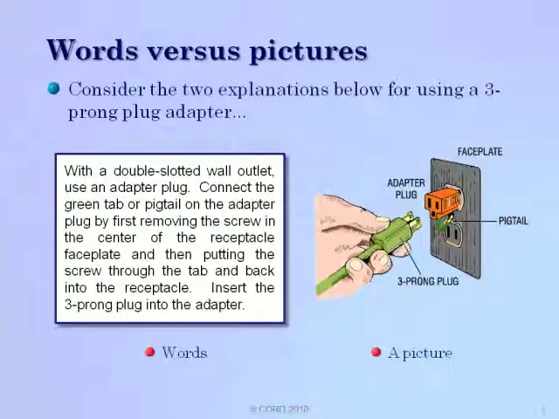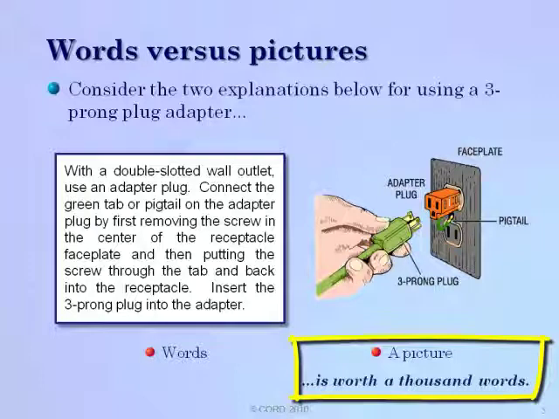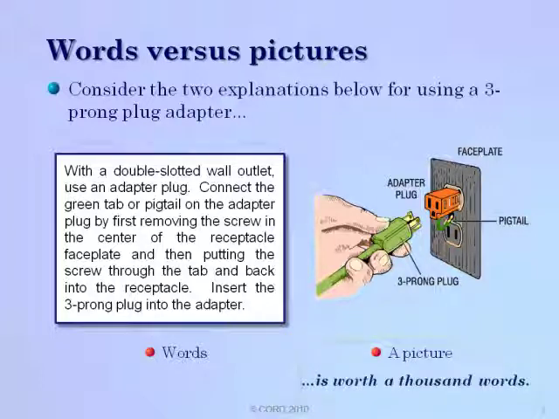Consider the two explanations below for using a three-prong plug adapter. Clearly, a picture is worth 1,000 words. You would much rather look at the photograph or the drawing to find out how to use a three-prong plug instead of reading word by word directions. So that's what a graph is good for. A graph will help you identify trends in the data, such as increasing or decreasing, or reaching a maximum and then falling off. And that's where a picture can be worth 1,000 words compared to a table of data.